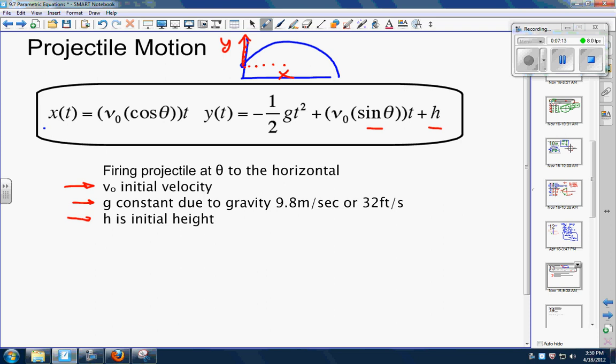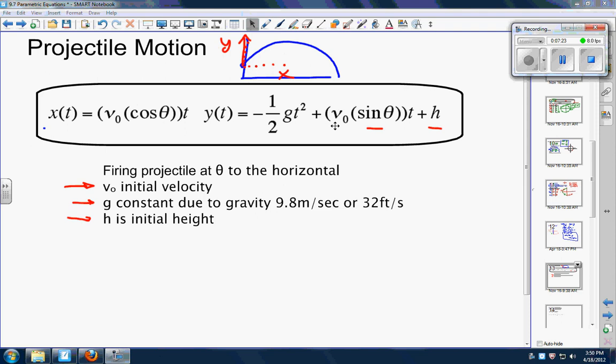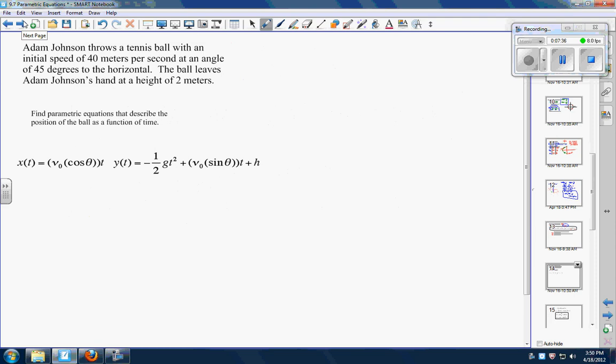So if you had me for Algebra 2, we did some projectile motion problems where we looked at this y equals equation, and we did all kinds of quadratic stuff with it, and that's basically what we're going to do now. Okay, so you guys will have those equations, and you guys with physics are used to them. All right, let's look at one example here.